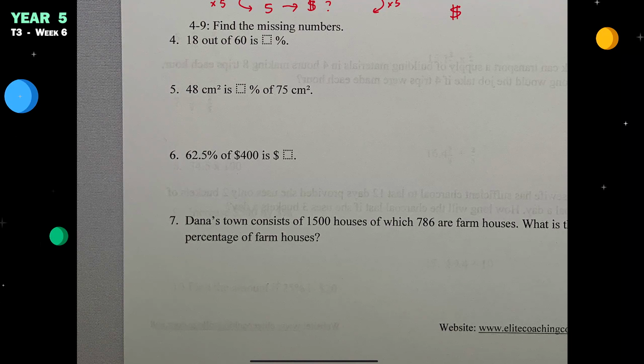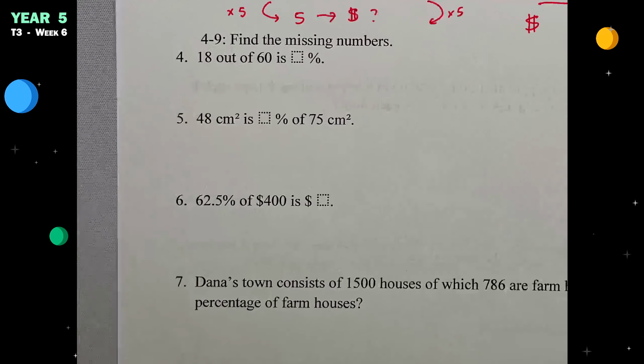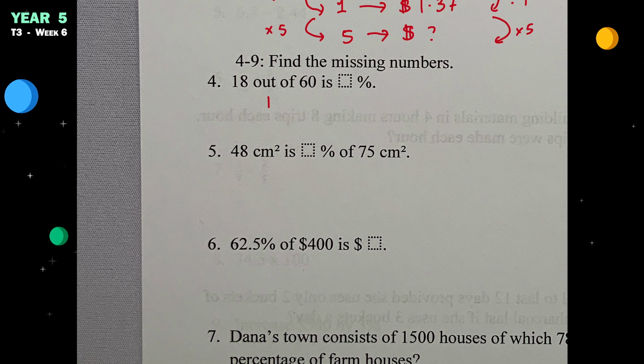Question 4 to 9. Find the missing number. 18 out of 60 is what? Okay. So what it means is 18 out of 60 looks like this. Now they want to turn this from a fraction to a percentage. The first thing we should do is always simplify our fraction. So 18 out of 60, what can we divide the 18 and 60 by? We can divide them both by 6. Some of you might think 2 or 3, but if you divide by 6, the numbers will be even smaller and easier for us to do.